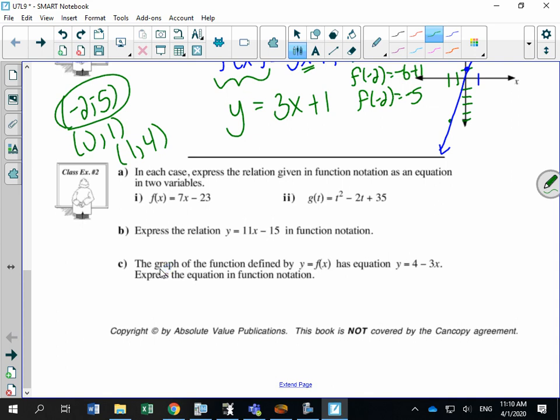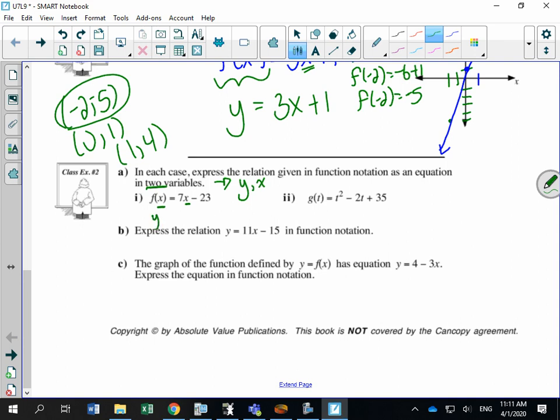2 variables. Okay, so what they've given me is in function notation. If you see f with a bracket or g with a bracket, this is function notation. And what they want me to do is express this in 2 variables. Right now it's only expressed in 1 variable, and that's the variable x. Well, 2 variables, that's what you're used to. You're used to x and y, right? So if I was to rewrite this in 2 variables, how would I do that?